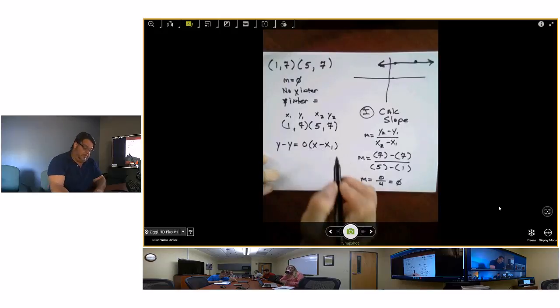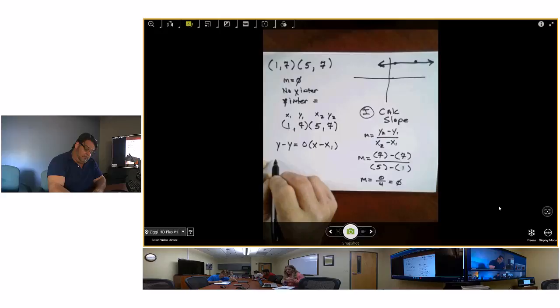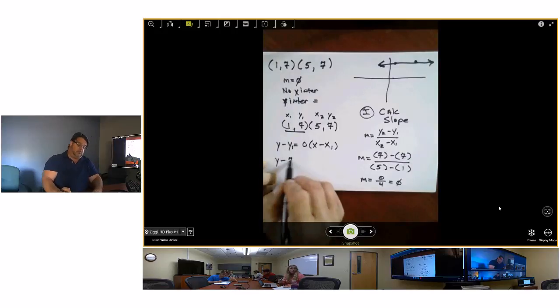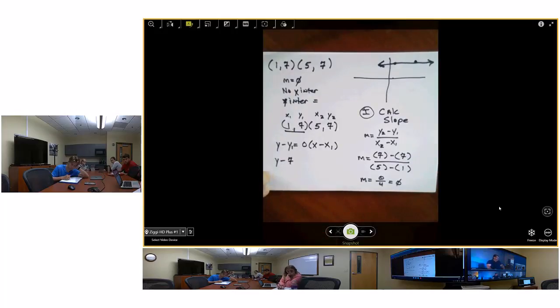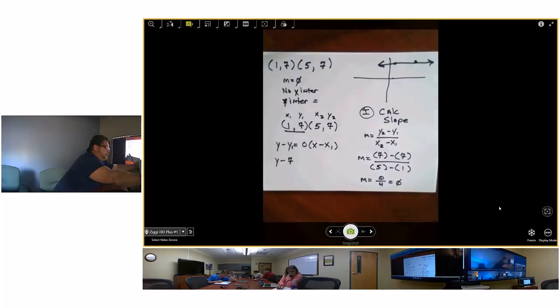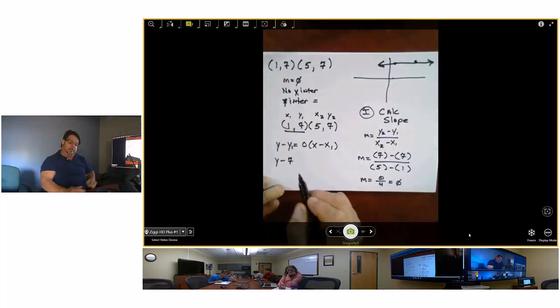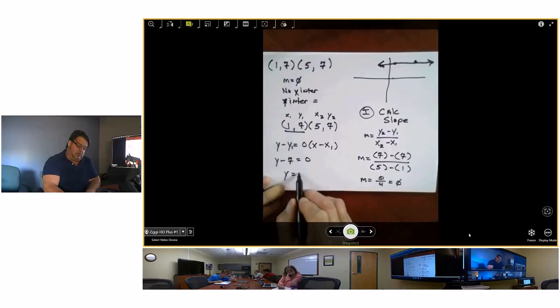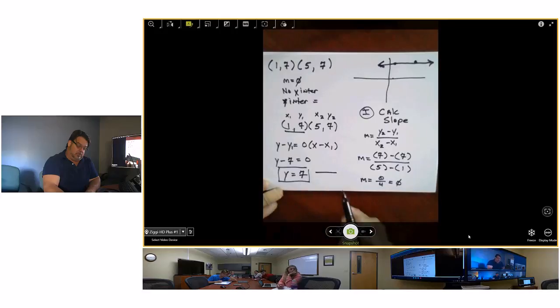And of course you're going to get y minus, and I'm going to pick this point. That's going to be what? 7. Is that better? Can you see it better now? Okay. Y minus 7 is equal to 0. And y is equal to what? 7. Which tells you that you have a horizontal line with a y-intercept of 7.